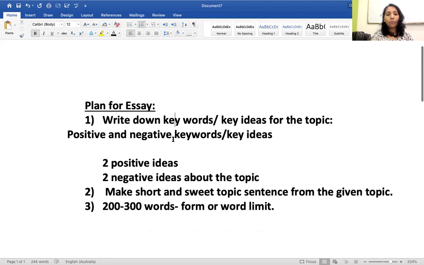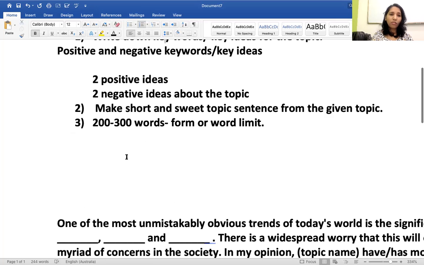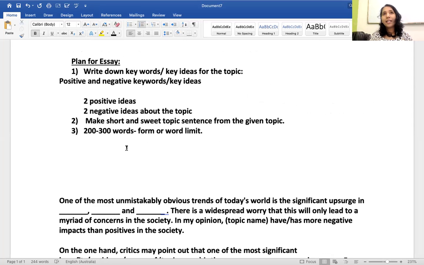So you write down the keywords, see that you write positive and negative ideas, make sweet and short topic sentences, because you can't always borrow the entire topic sentence. It's going to be about 20 to 30 to 40, 50 words long. You can't always keep using that. You'll run short of words, or you'll go overboard with your word limit. So you make a sweet and short topic sentence. You're writing this down, and remember that the word limit is about 200 to 300 words.